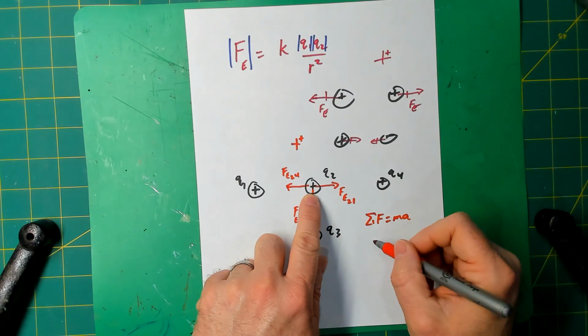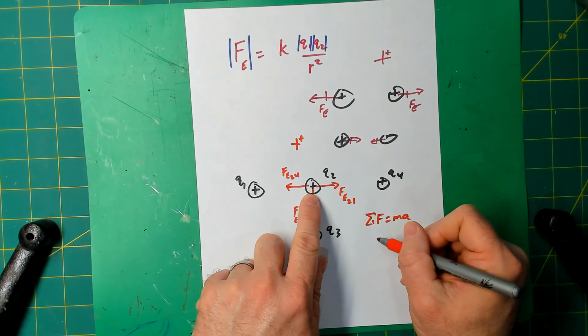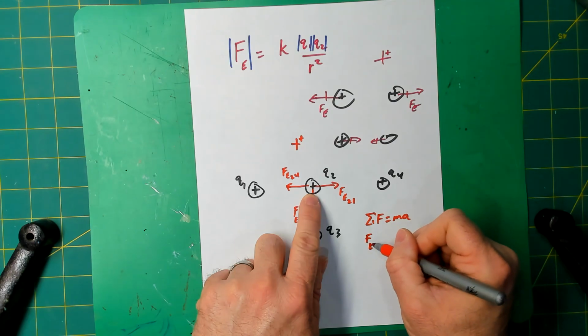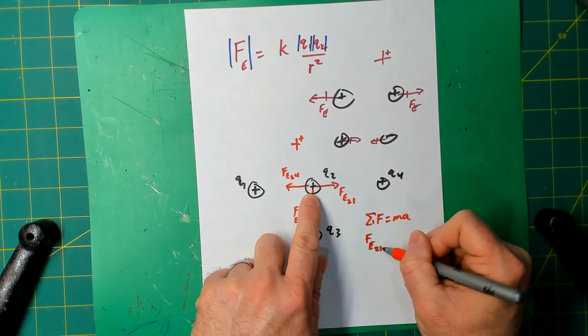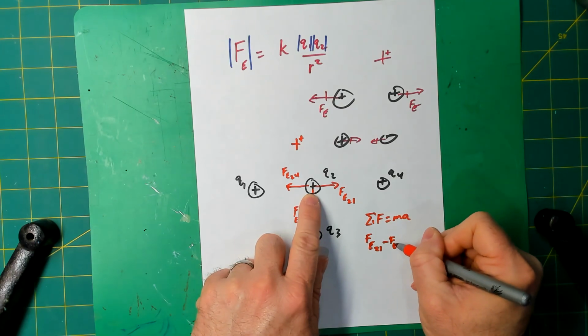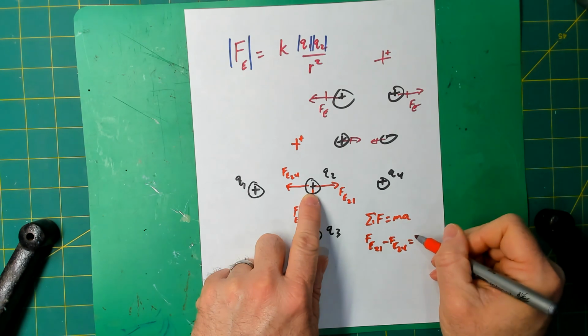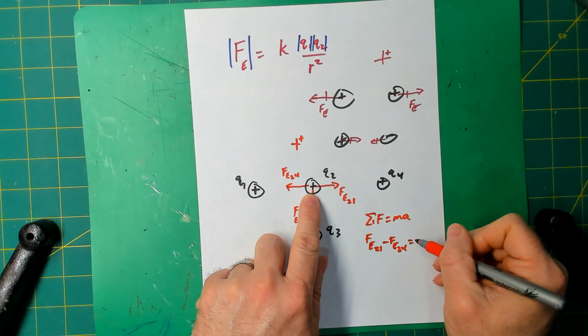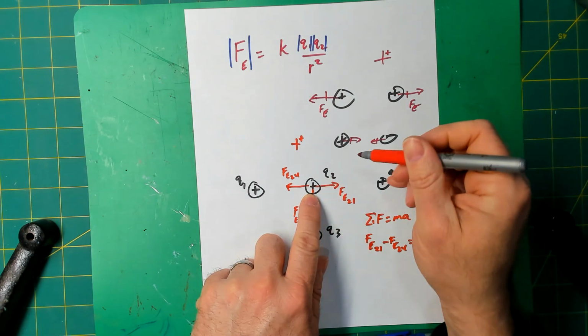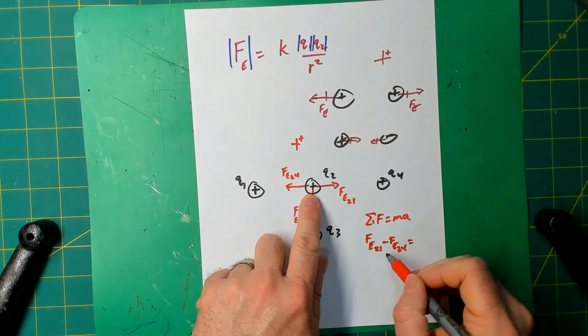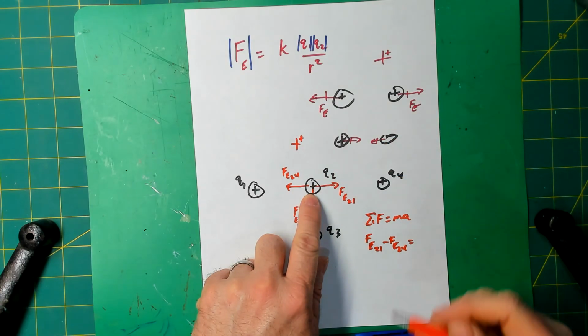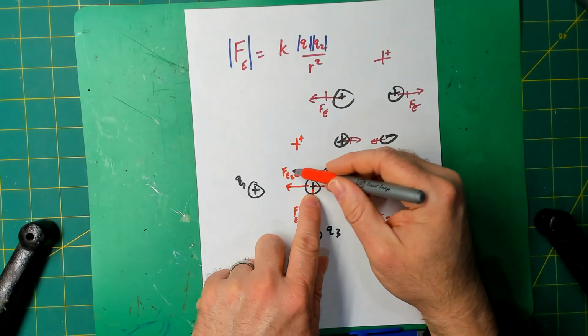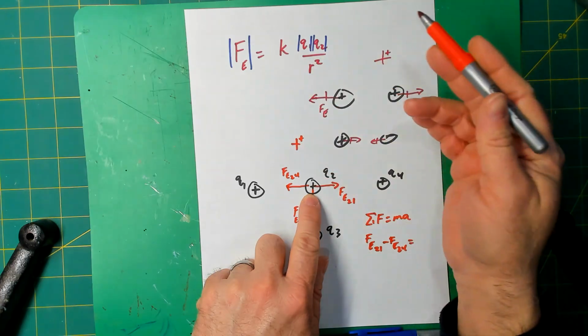The sum of the forces is ma. Don't we do forces right minus left, up minus down? So I might do FE21 minus FE24 equals the mass of charge 2 times the acceleration of charge 2. You know what I mean? So the point is, I want to put the signs on myself outside the variable. I want these variables, these F's, to always be positive.